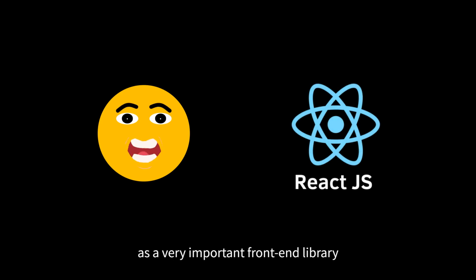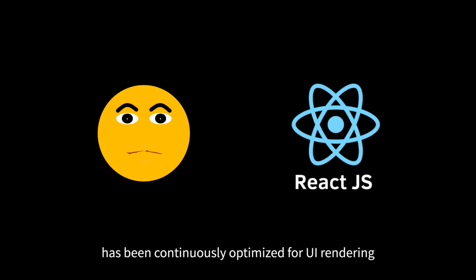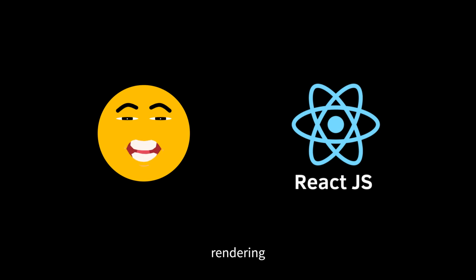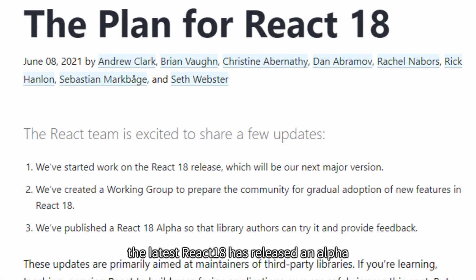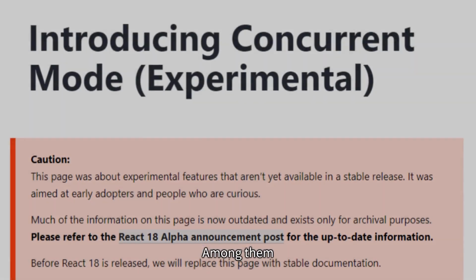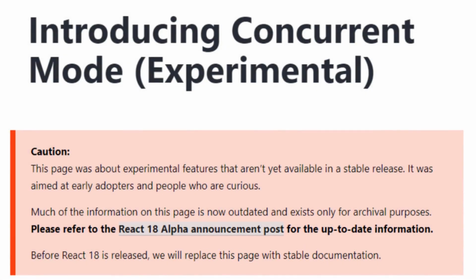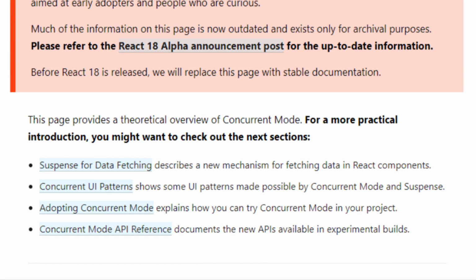React.js, as a very important front-end library, has been continuously optimized for UI rendering on the JavaScript side of the browser. Recently, the latest React 18 has released an alpha test version. Among its features, there is an important one, concurrent mode. Today, we will talk about the concurrent mode of the front end and some of the changes it can bring.